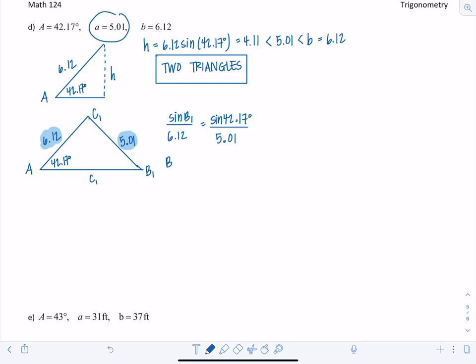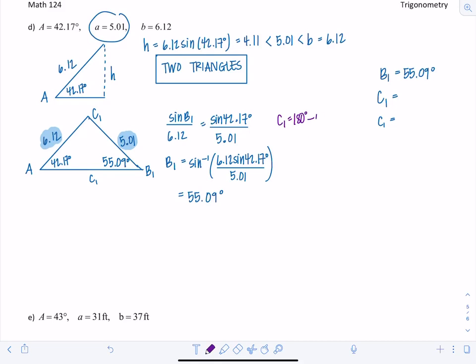So B1 is going to be sine inverse of 6.12 times sine of 42.17 over 5.01, and this comes out to 55.09 degrees. Okay, so right here this is 55.09 degrees for B1. And then we also need angle C1 and side c1. So angle C1 is going to be 180 minus 42.17 degrees minus 55.09 degrees, and this comes out to 82.74 degrees.